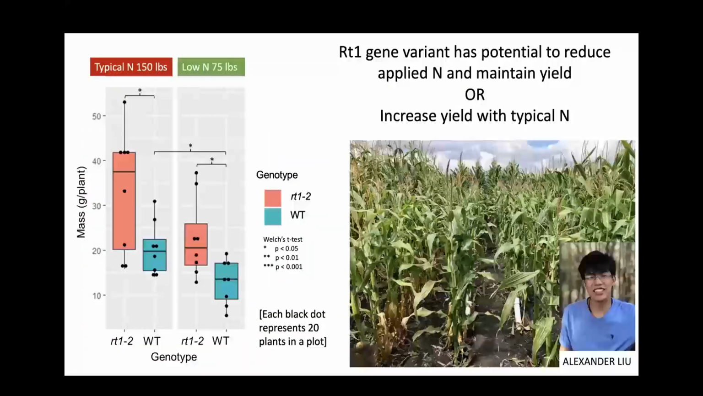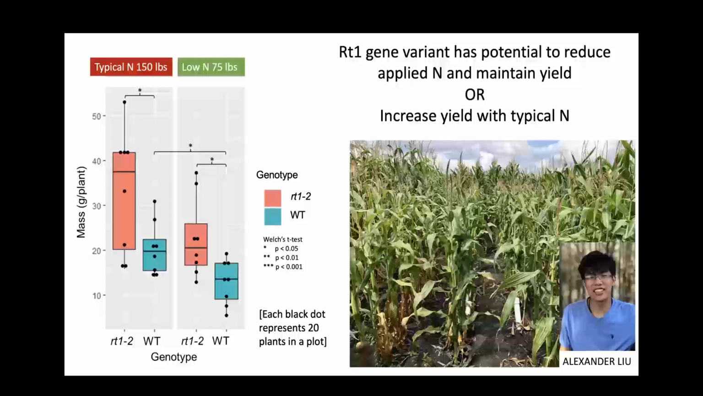But the idea here was that it should have an effect on efficient nitrogen capture. In what's typically prescribed in our region in St. Charles, Missouri, 150 pounds for, I think, probably a 175 or 200 bushel per acre corn, something like that, we actually saw a benefit in that treatment. But if you cut that in half, obviously we see a reduction in the wild type, but the RT1-2 was able to capture more, and the yield actually matched basically.